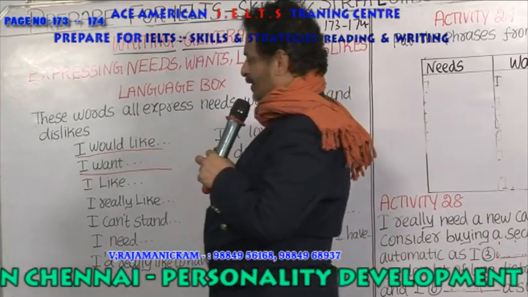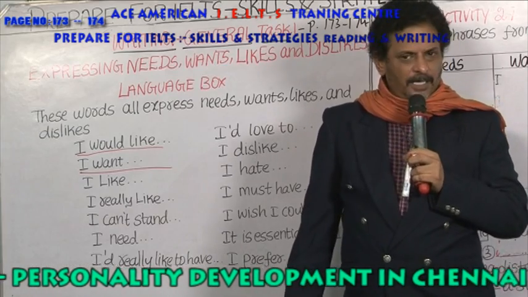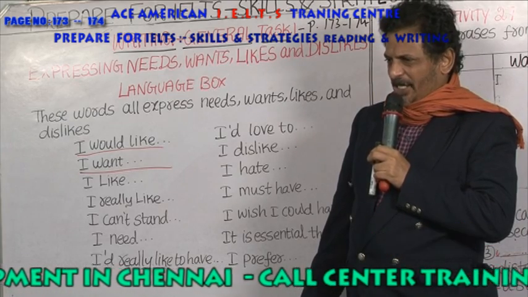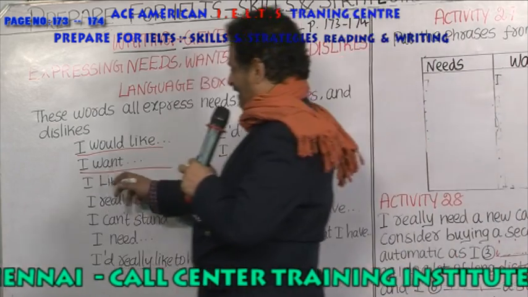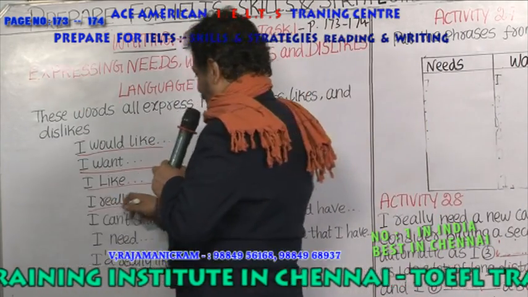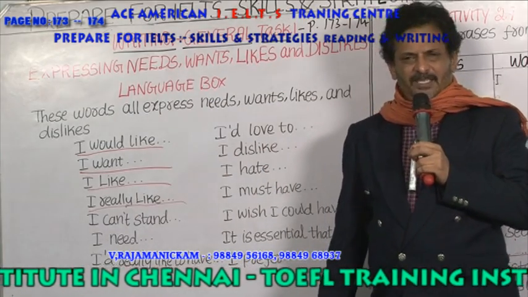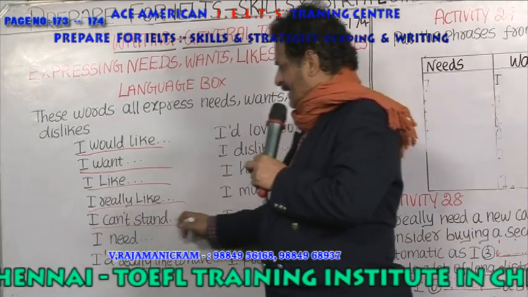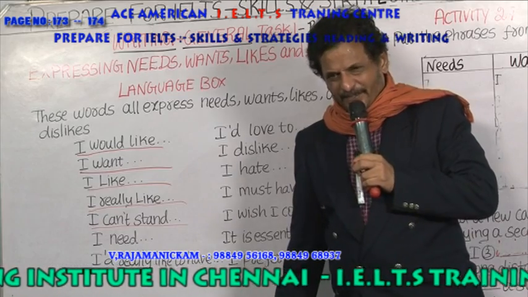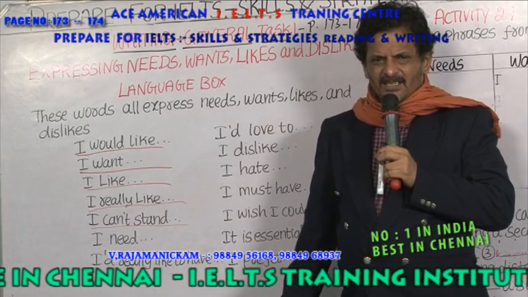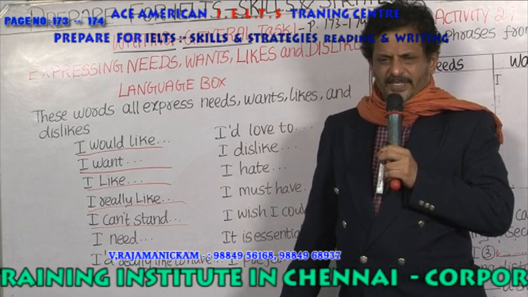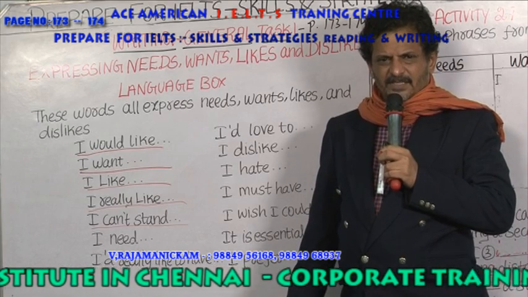I want. You don't say I want. To bring to your kind attention. Right, okay. I like. Next, what is that? I really like. You're stressing further. Next, I can't stand. What type of sentence is it, like or dislike? Dislike, you don't like. I can't stand my colleagues' attitudes, shouting in the office, creating disturbances for me.